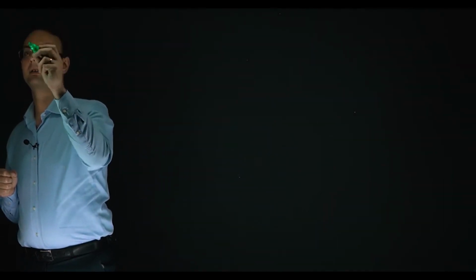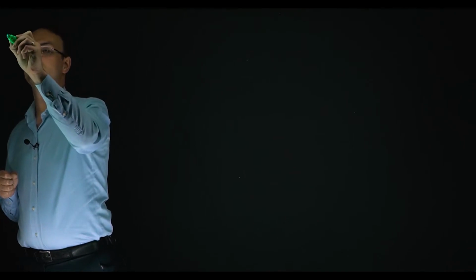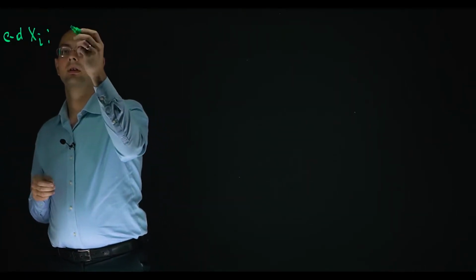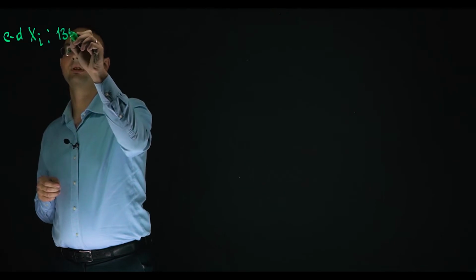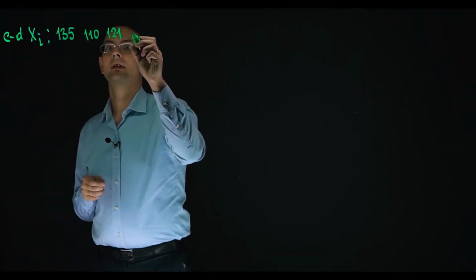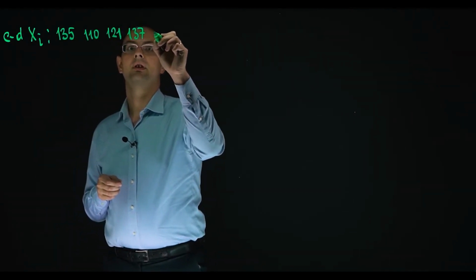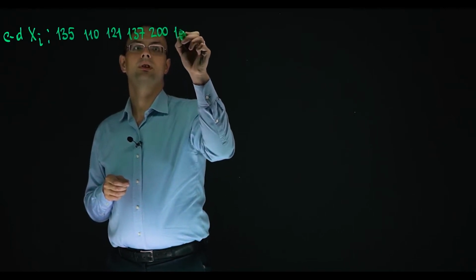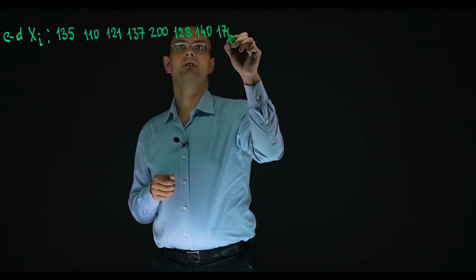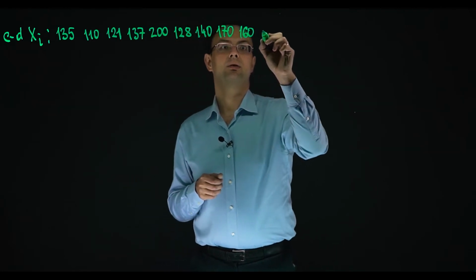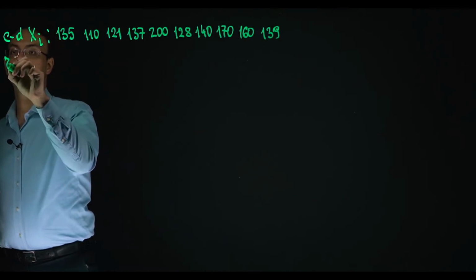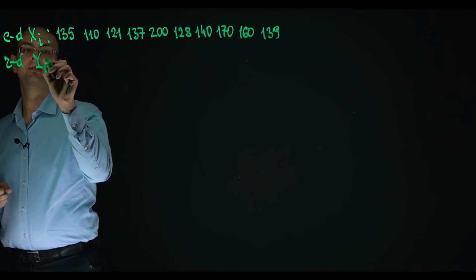The first sample are those who live in the city, so these are x's, and the figures for blood pressure are 135, 110, 121, 137, 200, 128, 140, 170, 160, and 139.